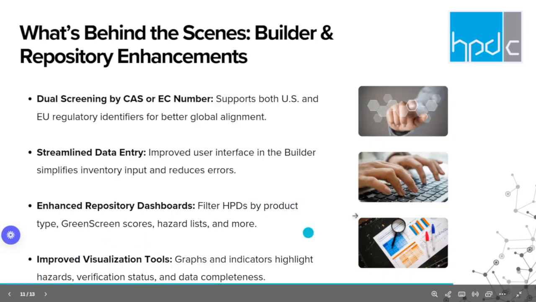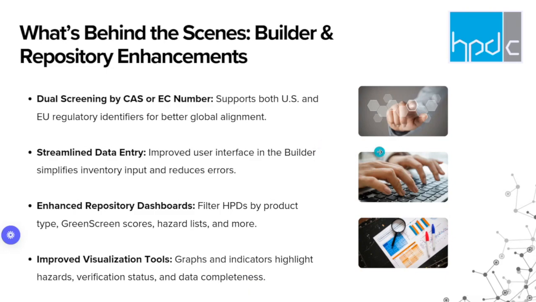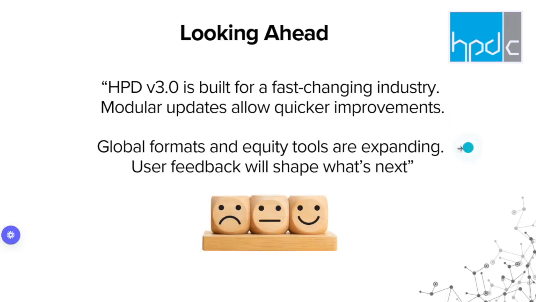And then we just have the improved visual tools. So again, check out the repository, check out the interactive HPD that should be available here at the end of September. And those indicators, you'll be able to tell sort of what good looks like at a glance. So we're really excited about that because as things continue to change with these modular updates, we can now make improvements much quicker as well.